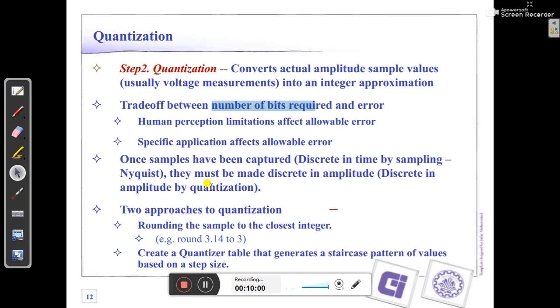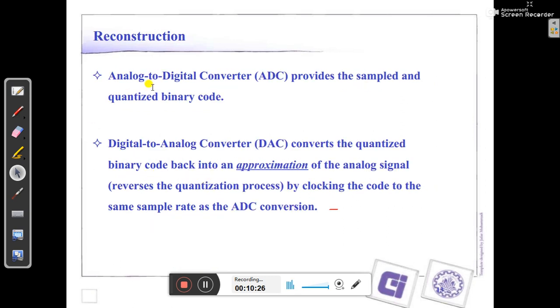Or rather than rounding the value, you can create a different sort of table so that you can map the actual amplitude value, that stepwise value, to create a pattern of values which will create a step of quantized values, which will be more important to reconstruct the original wave. So this is the quantization step.